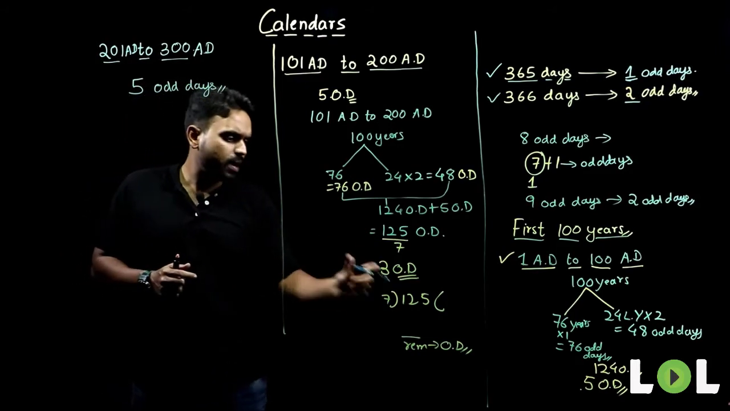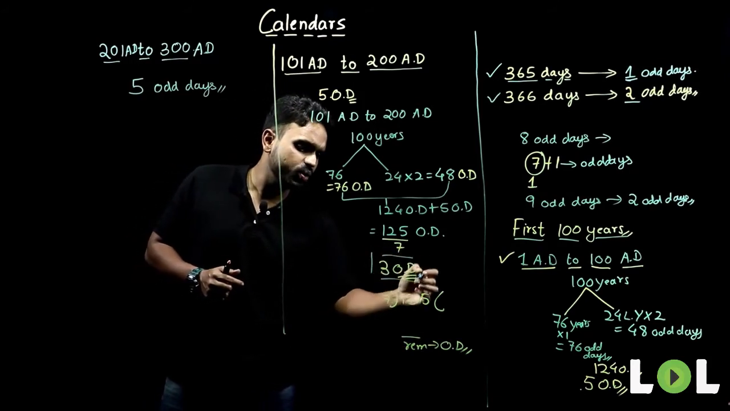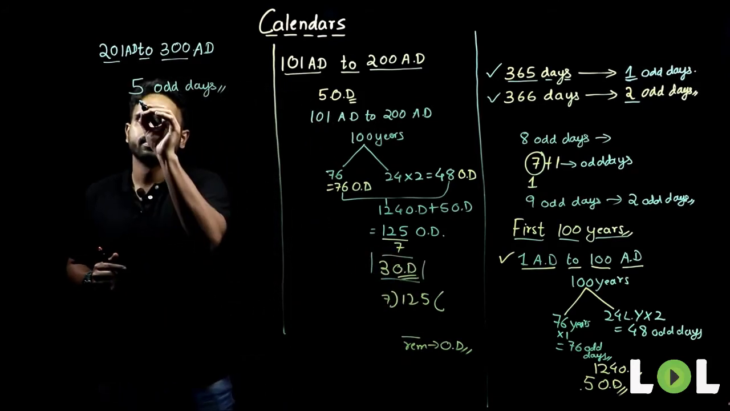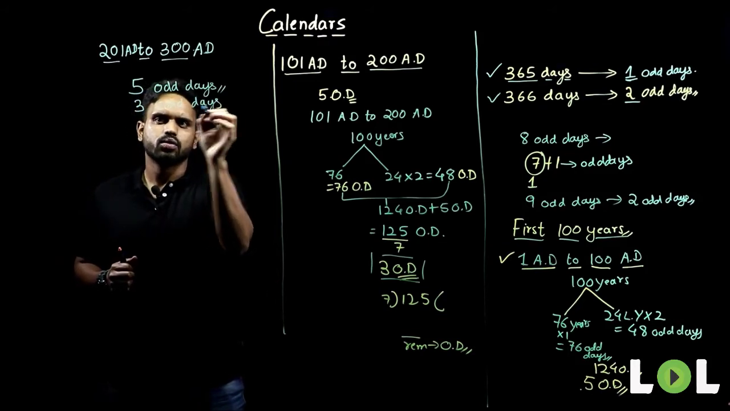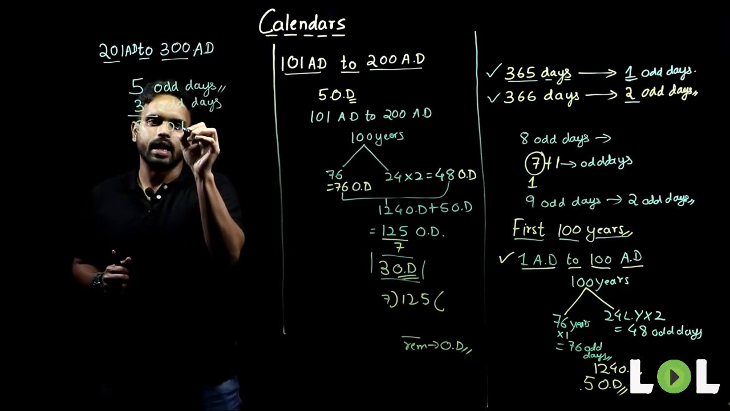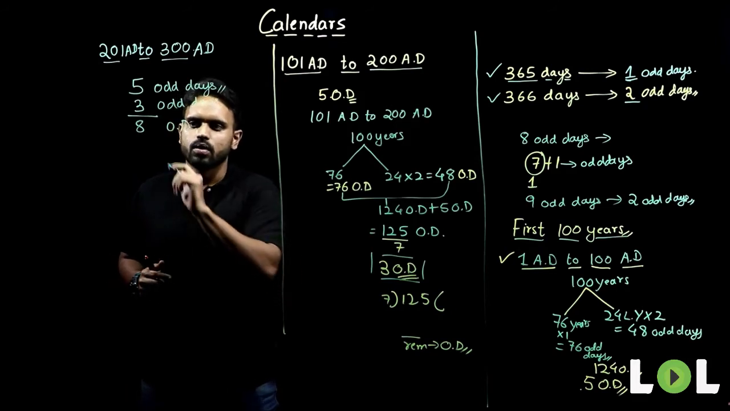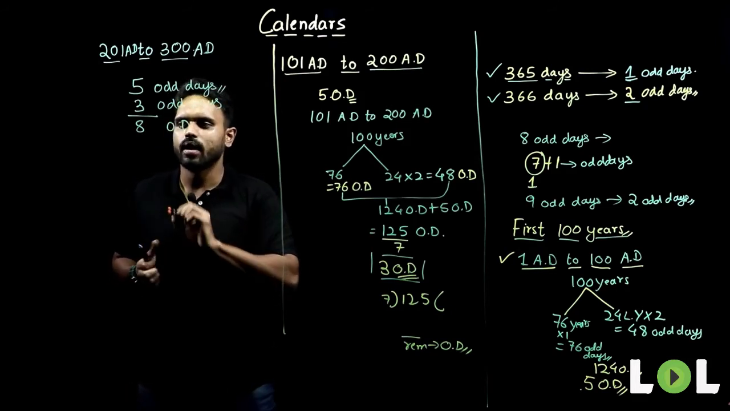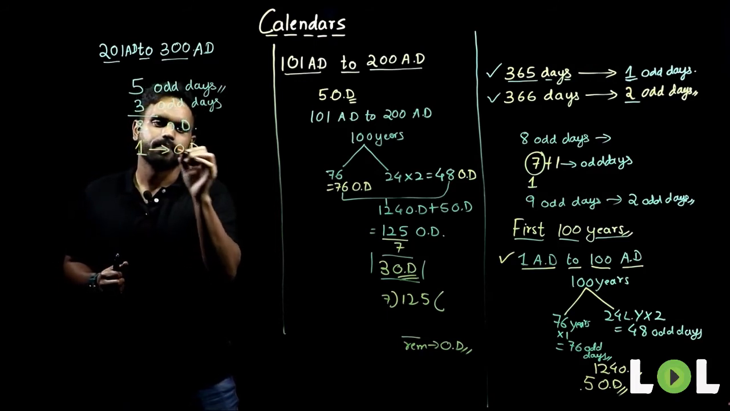5 odd days. But from the previous century, how many odd days have I carried? 3 odd days. So altogether, how many odd days do I have? I have 8 odd days. Can the number of odd days be greater than 7? No. So how many odd days do I have in total? I have only 1 odd day.